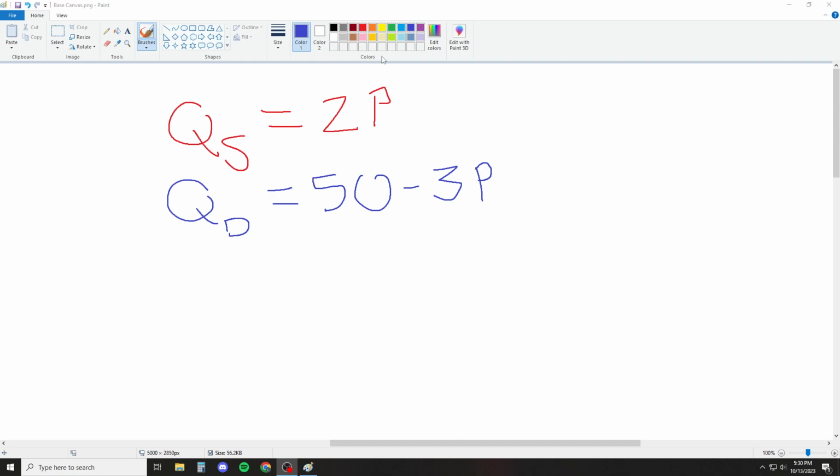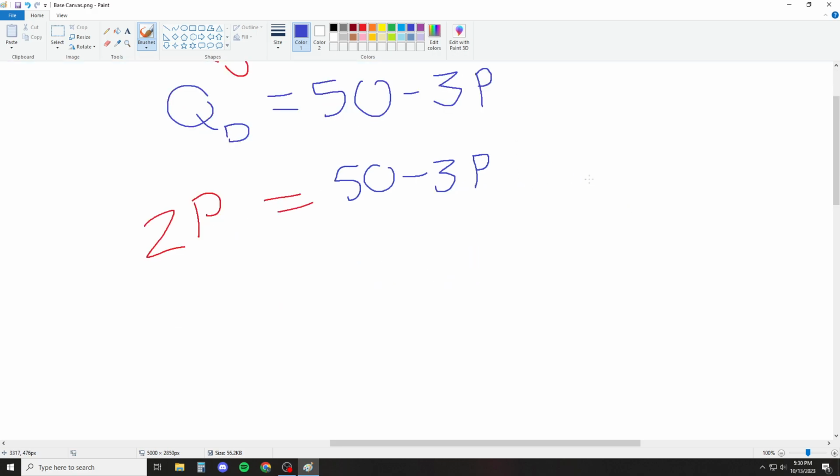But here, what you want to do for equilibrium is take the red equation and take the blue equation and set them equal to each other. So the red is going to be 2P. The blue is 50 minus 3P. And from here, you're just going to solve it like a totally normal 100% algebra problem. Ignore every econ class you've ever taken. Don't freak out. Don't get lost in the sauce. Just solve this for P.